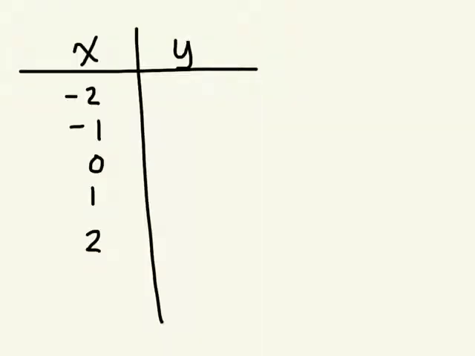The question says, give the solution, which means you need to figure out y. We want to know what goes in this column over here. You're given the x values, and you're also given the equation. The equation says that to find y, y is equal to 2 times x plus 1.